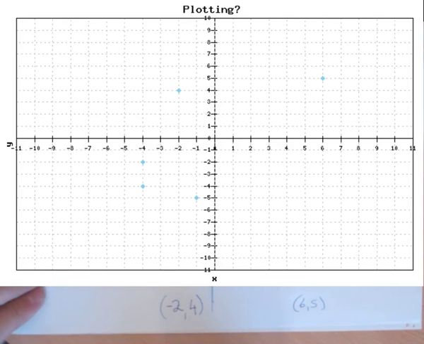So let's look at the 3 points that are in the bottom left area. There's one at -4, -2, because to get to it I have to go 4 left and 2 down. There's another one at -4, -4, because to get to it I have to go 4 left and 4 down. And there's one more at -1, -5, because I have to go 1 left and 5 down.